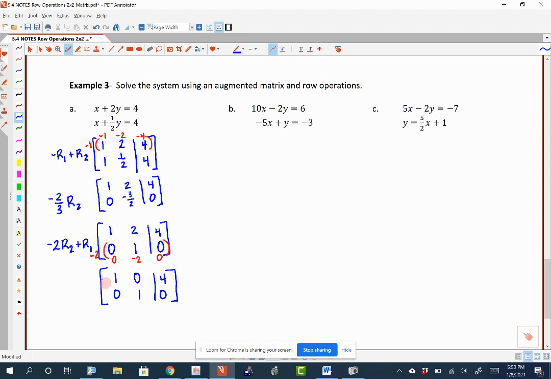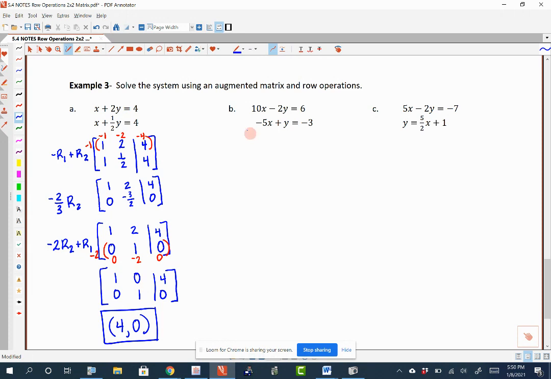So once we see that identity matrix, we now have our solution. X is equal to 4 and Y is equal to 0. We have our ordered pair. This is where these two equations would intersect. So it's really nice when we can start with a 1 in that top corner. That made that a little bit shorter. All right, let's try B.